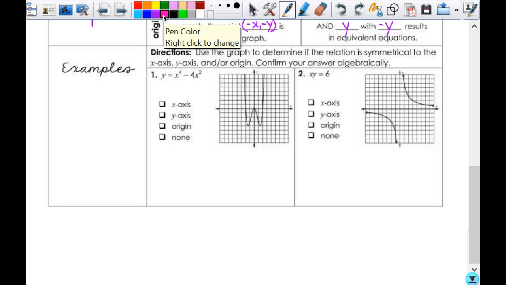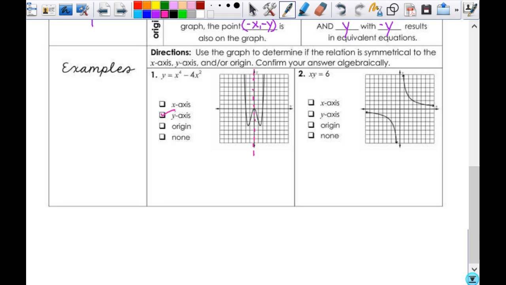Does it have any? Yes. What kind of symmetry does it have? Line symmetry. And what would my line of symmetry be? The y-axis. So that means my choices are x-axis, y-axis, origin, or none. It doesn't have origin symmetry, because if I rotate it 180 degrees, it just looks upside down. But this is my line of symmetry here. That is the y-axis, so it's y-axis symmetry.